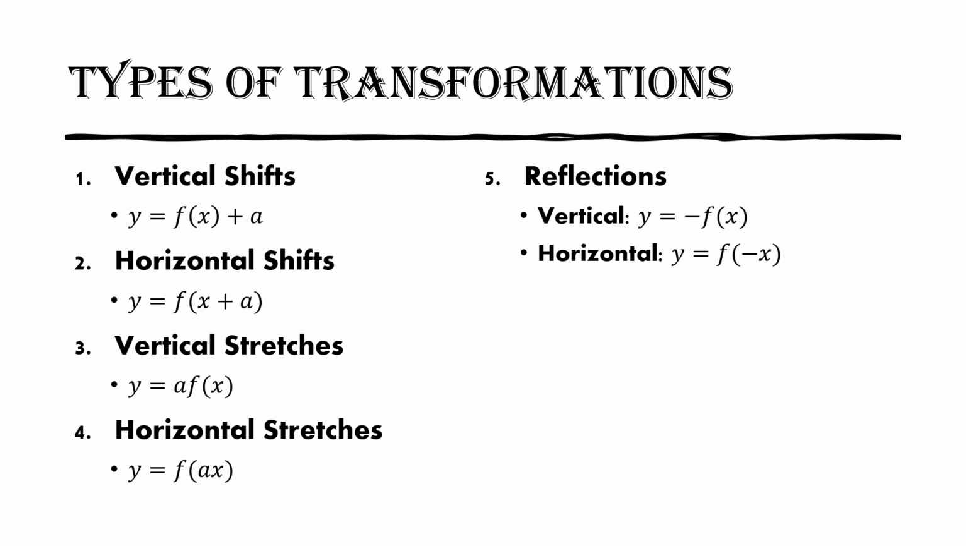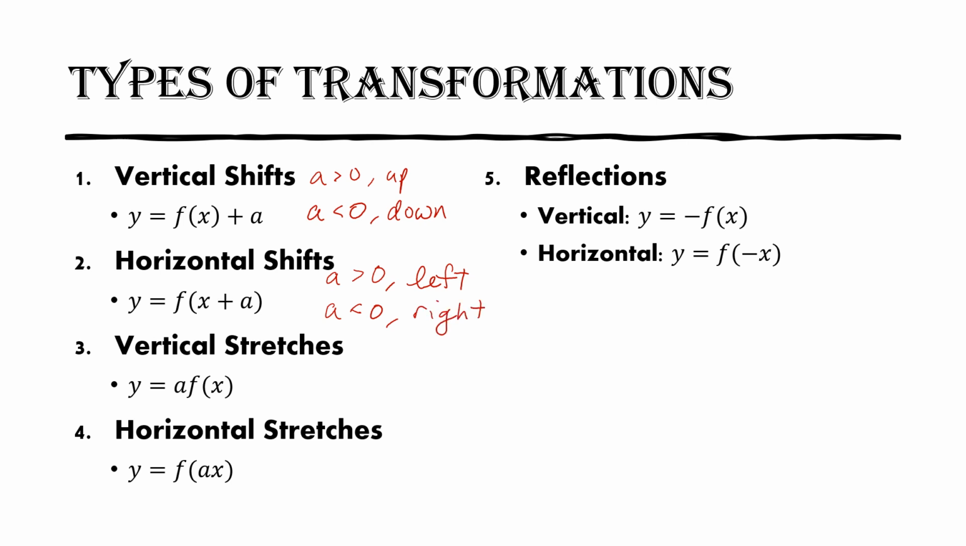So to summarize all the different transformations that we talked about today, we talked about vertical shifts. So if a is greater than 0, we're just sliding our function up. If a is less than 0, we're sliding it down. For horizontal shifts, this was the one that was kind of backwards. So if a was greater than 0, we're sliding the function to the left. And if a is less than 0, we're sliding it to the right.